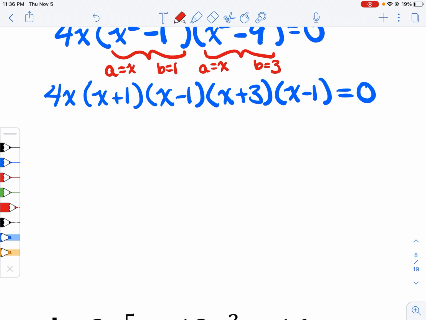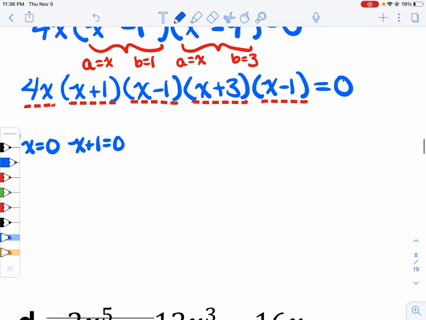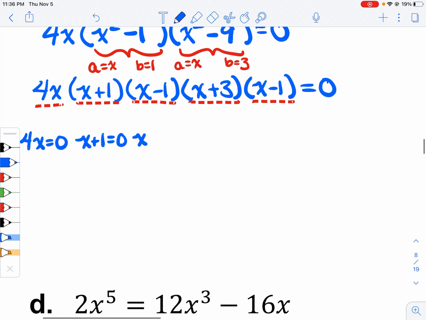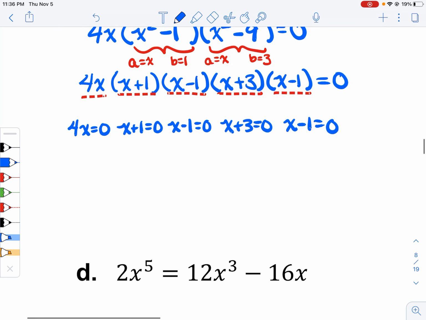So what chapter 1 told us is, since these are all products, you can take each part separately and set it equal to 0. So you have 4x equals 0. You have x plus 1 equals 0. You have x minus 1 equals 0. You have x plus 3 equals 0. And x minus 3 equals 0. And really, this step you most of the time don't have to write, especially if there's just a 1 here. It just flips the sign. So here you'll have x equals 0. Just divide both sides by 4.